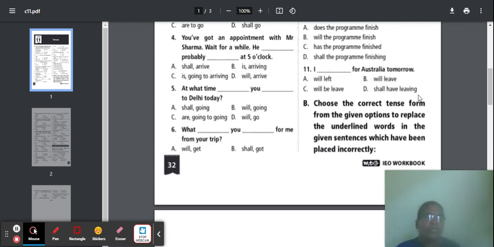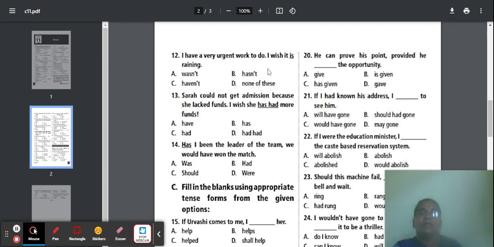So I hope you have done your section A in the correct way. Very good. Next, section B. Choose the correct tense form from the given options to replace the underlined words in the given sentences which have been placed incorrectly. So here in section B, look, some underlined verbs are there, isn't it? So we should replace those underlined words with the appropriate tenses.